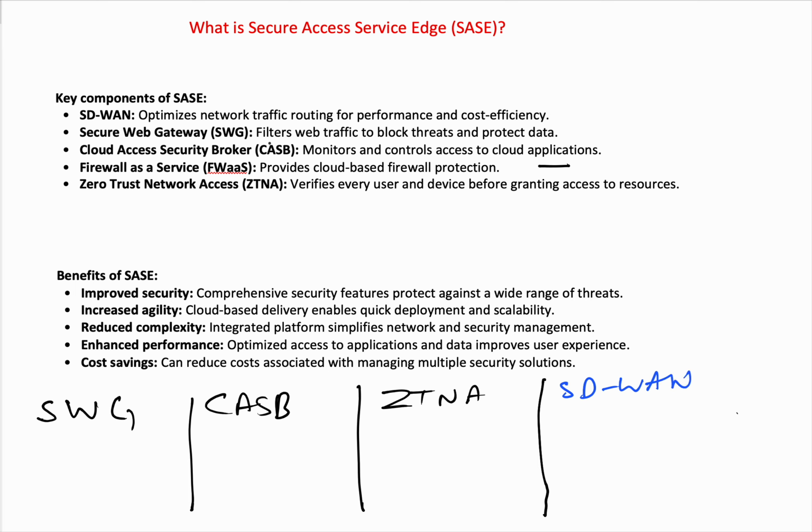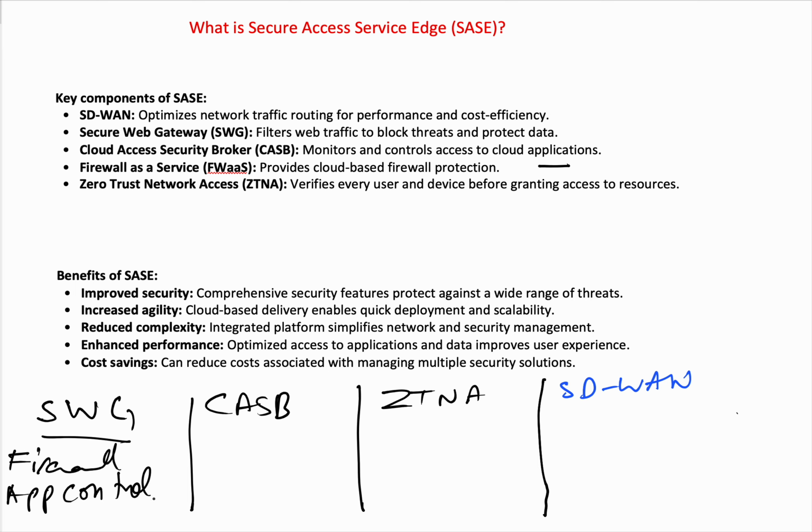Secure Web Gateway is basically going to help you access anything on the web. It will also act like a firewall. It will have application control. And this will also make sure to allow and block traffic according to its legitimacy. Okay. Now we have CASB.